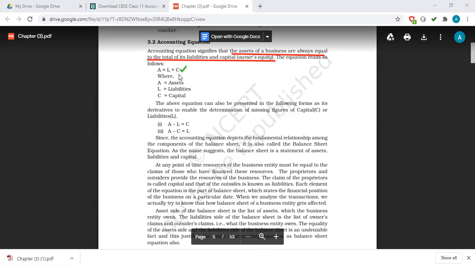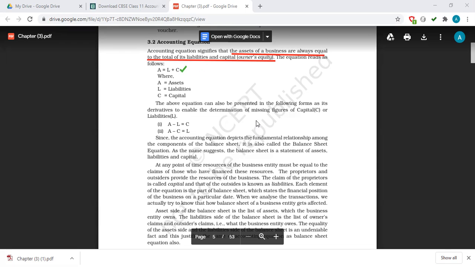When an owner starts the business with an investment, that investment is the liability of the business. That investment is the liability of the business. So that's why it is capital plus liability equals asset. Remember this. What is asset? Liability plus capital. That is your asset.